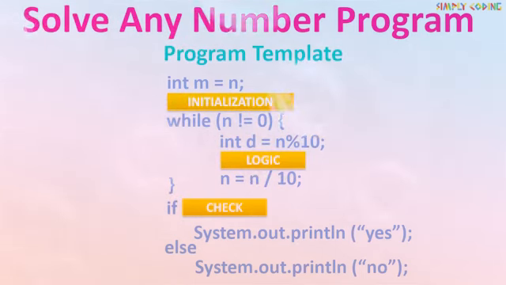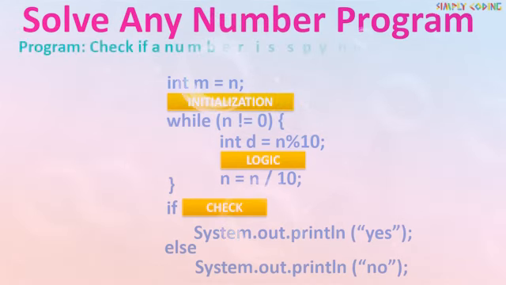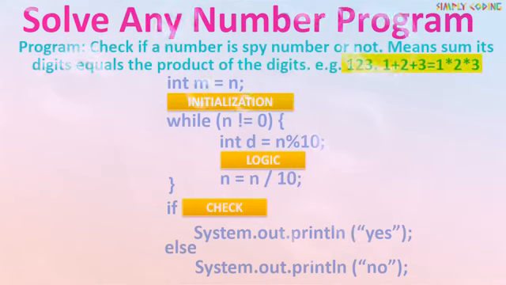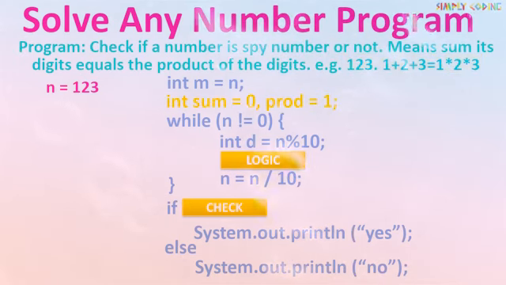Let's start with spy number. A number is said to be a spy number if the sum of its digits equals the product of the digits. For example, number 123. Its sum of the digits is 6 and it is equal to the product of digits, which is also equal to 6. So here we need to find two numbers, sum of digits and product of digits, and then compare them. So in initialization, we need to initialize two numbers, sum equal to 0 and product to 1.